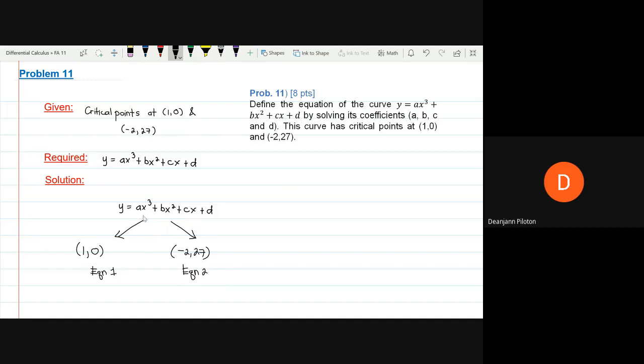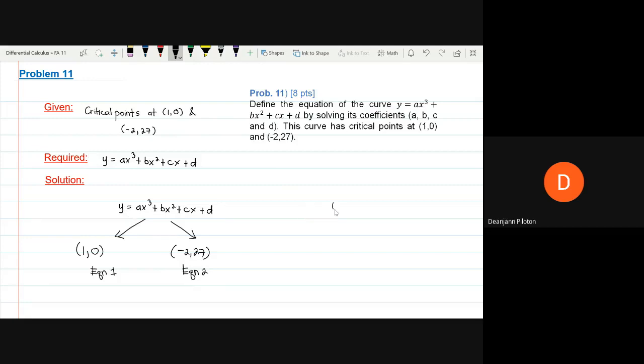The unknowns there are still A, B, C, and D. But now we have two equations. We still lack two. So the other two equations we will get after differentiating y with respect to x.